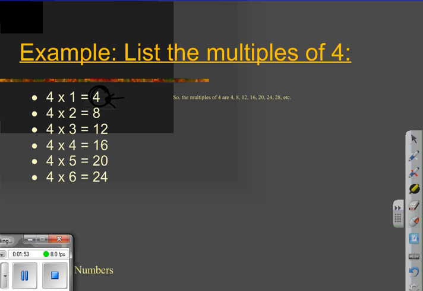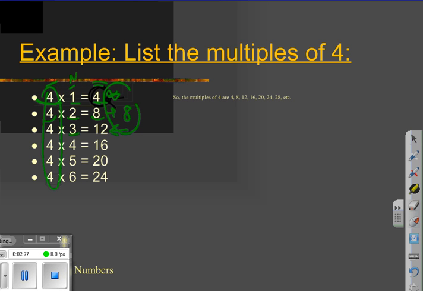So, if I'm finding the multiples of 4, I multiply it by 1. My product is 4. 4 is therefore a multiple of 4. Take my 4, I multiply it by 2. I get 8. 8, therefore, is a multiple of 4. If I take 4 times 3, I get 12. 12 is a multiple of 4. Same thing. If I take 4 and I multiply it by any number, the product I get becomes a multiple of 4.